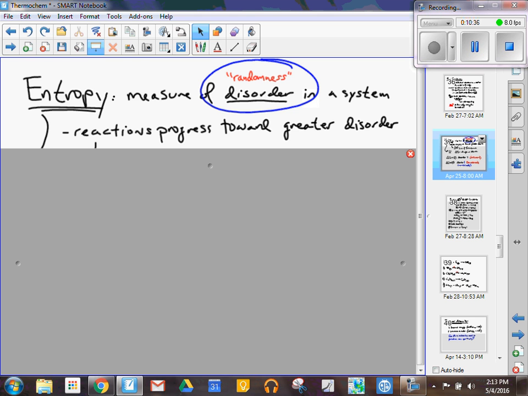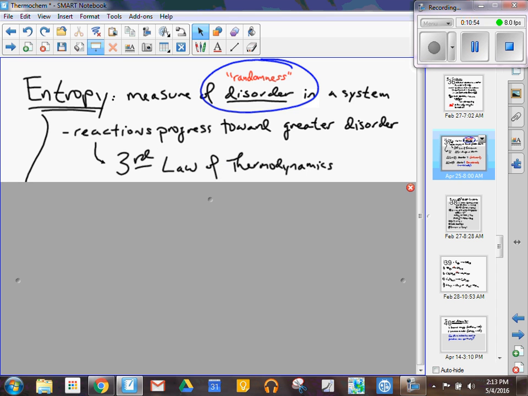Whereas something that has high entropy would be like a mixture of gases at high temperature. There's all chaotic motion. You don't know where any single one is, only describable by probabilities most likely. So that's a system with high entropy. Now, reactions also tend to progress toward greater disorder.